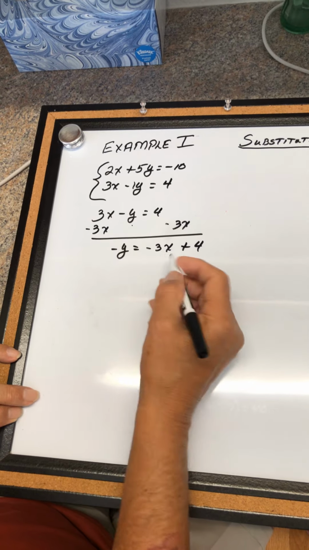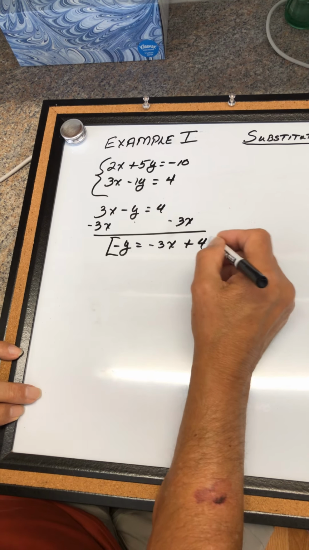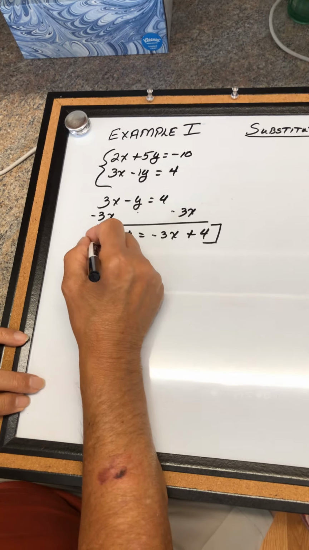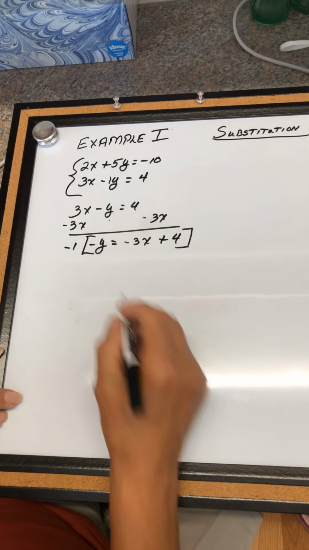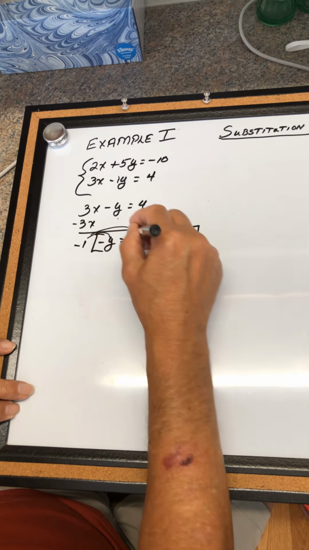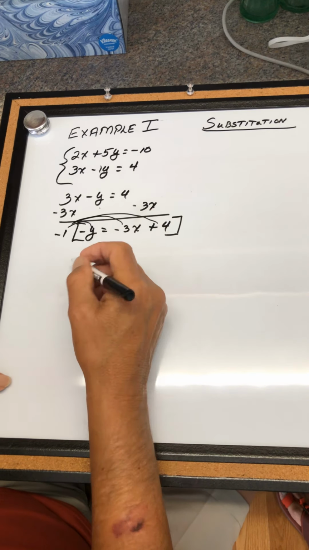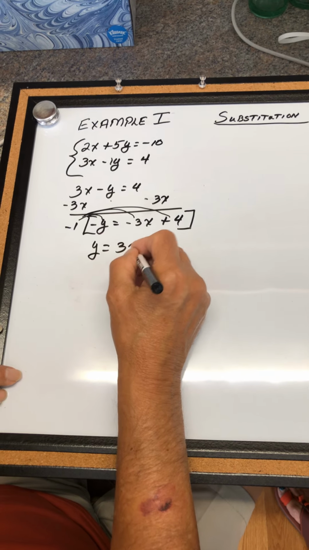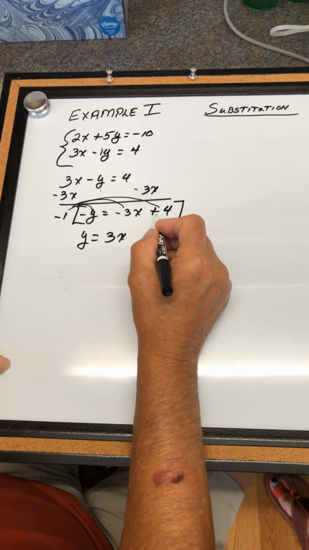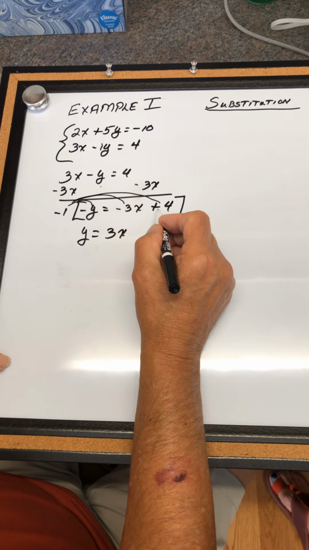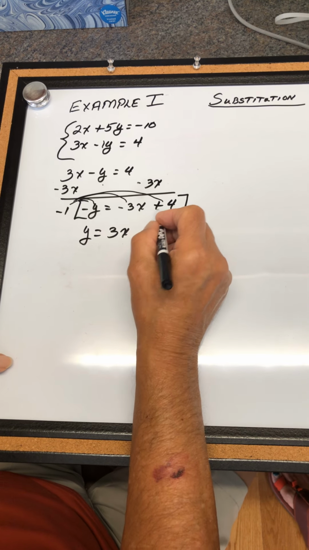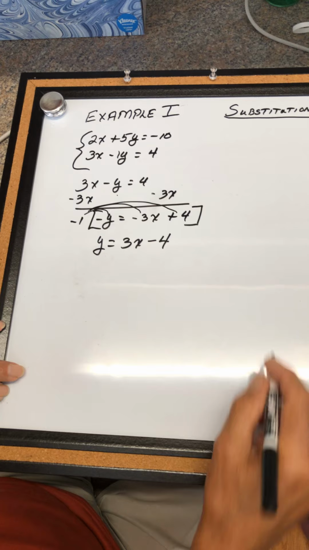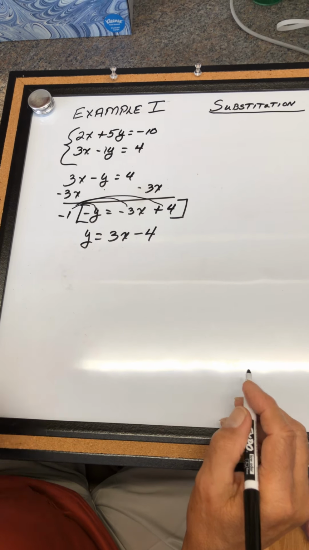Now, I don't want minus y. So what I have to do is multiplication of minus 1. So I'm going to say minus 1 here, and I'm going to multiply each one of these terms by minus 1. This is going to give me y is equal to 3x. Now don't forget this, because this is where most people make their mistake. They do not multiply that by minus 1, because if I multiply that, I will get minus 4.